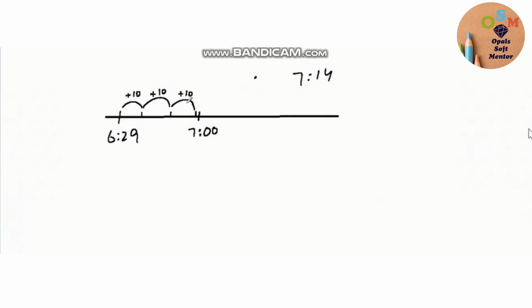And now we need to count the ones to get to 7 o'clock. So 59 plus 1, I think it will make 7 o'clock, right? Yes. So how many minutes? 31. Yes, 31 minutes exactly. So it means it will take 31 minutes to get to 7 o'clock, right? Yes, we have reached our next hour.